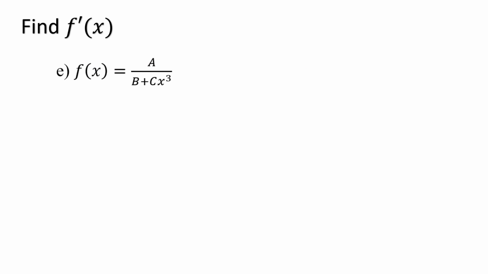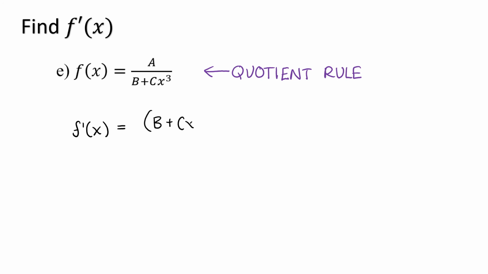We want to find f prime of x if f of x is equal to a over b plus cx cubed. We have a quotient, so we will want to use quotient rule. As you look at this function, you'll notice a lot of letters. This a, b, and c are all constants, so they're not variables, which means we'll treat them like numbers as we take the derivative. So we have f prime of x is equal to our low function, b plus cx cubed, times the derivative of our numerator.